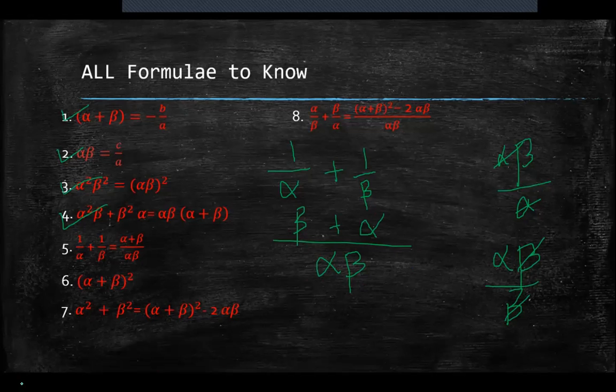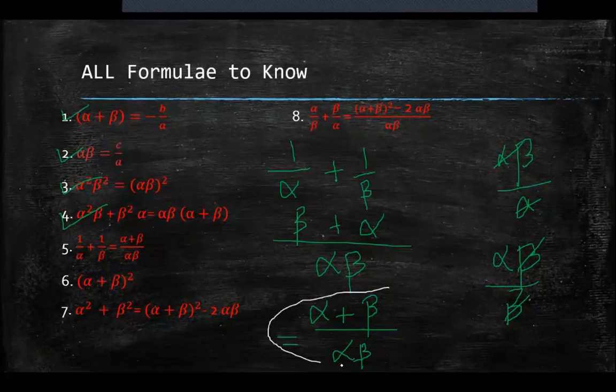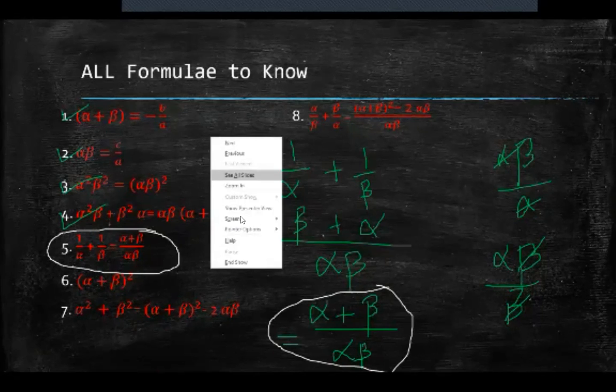Right? But this could be rewritten. Beta plus alpha could be rewritten as alpha plus beta over alpha beta. So everybody understands why they have this now for number 5? Right. So it's the same rules. Same thing. Number 4 just changes to suit what they want you to find.